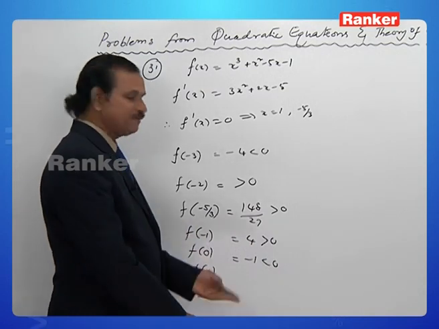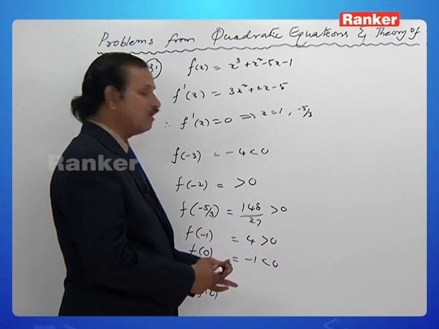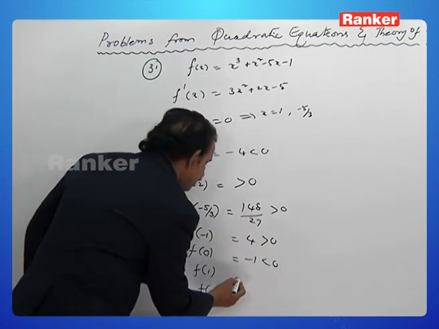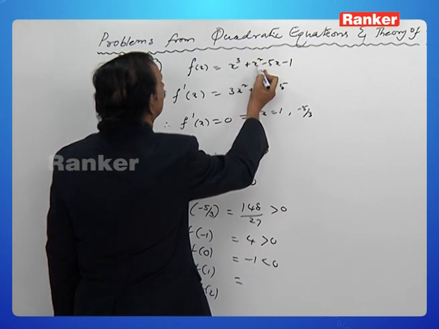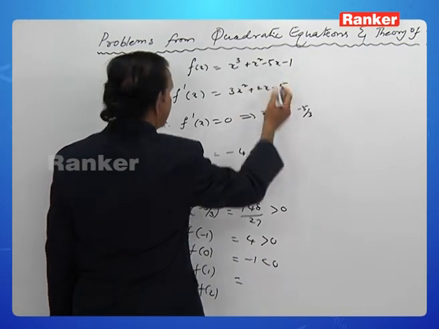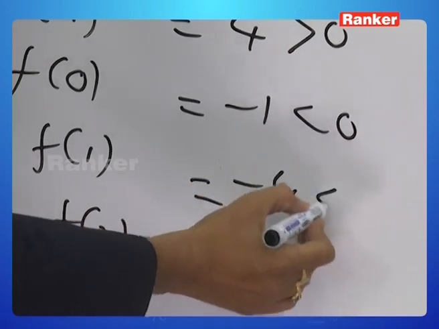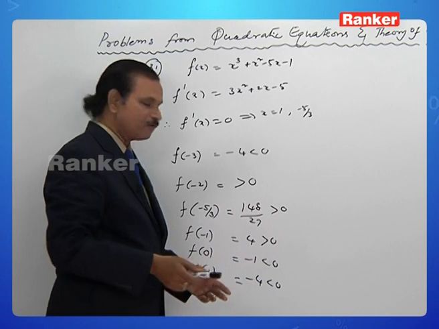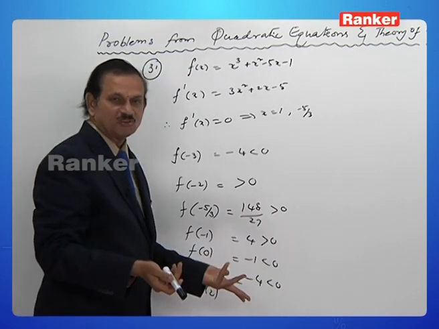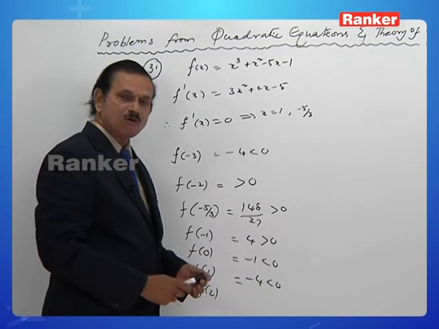Two more things are there before us. Let us find them also. What is f of 1? 1 plus 1, 2. 1 and minus 1 go away. 1 minus 5 is minus 4. It is also less than 0. What is your inference? You cannot expect a root between 0 and 1. Just one more hope is there.